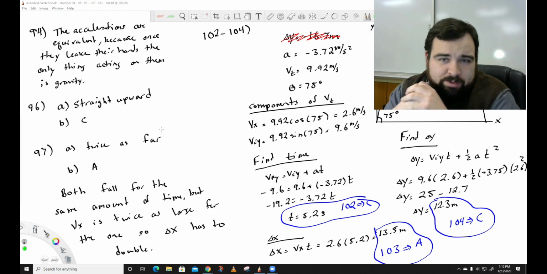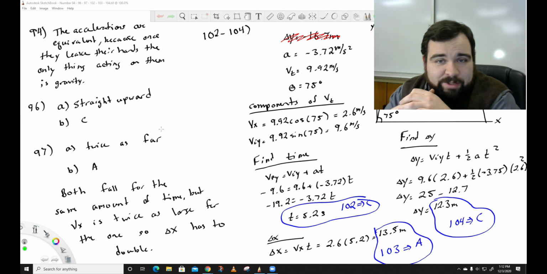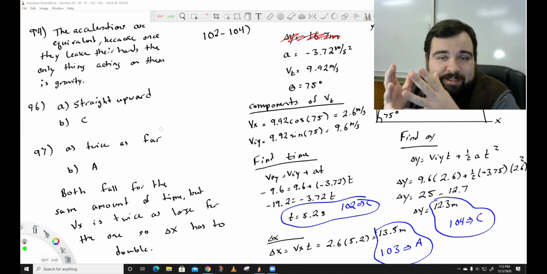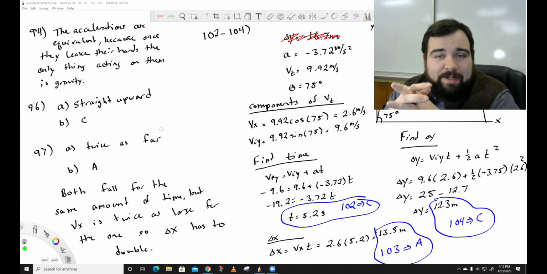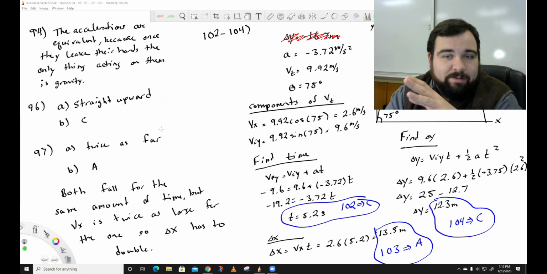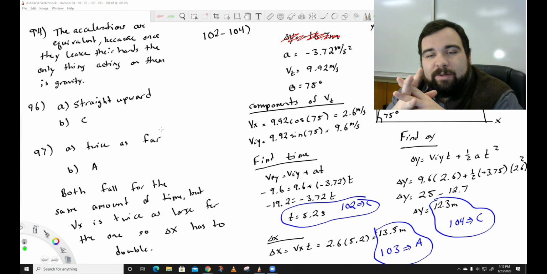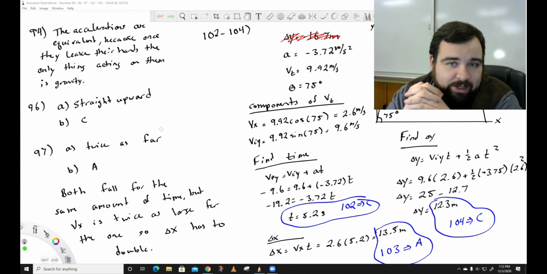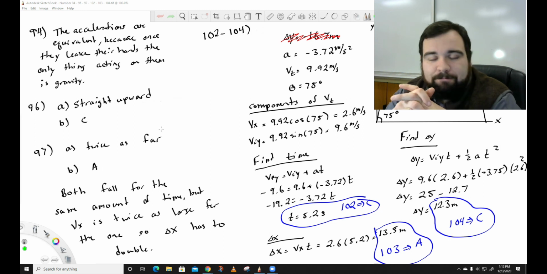Now, once they leave the person's hand, the only thing acting on them is gravity, and because of that being the only force acting on it, the acceleration for both of them is negative 9.81. So the acceleration is the same once they leave their hand. I mean, in the hand they're different because of the way they're being thrown. But as soon as it leaves the hand and they're acted upon by only gravity, they are the exact same accelerations from that moment to when they hit.